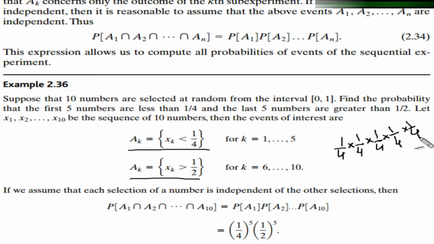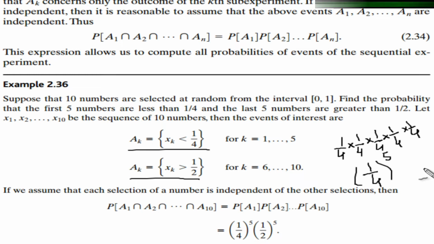These would be the 5 numbers which are less than 1 by 4. Why am I including 1 by 4? Because there is almost no difference between 0.39999 and 1 by 4. This is a very slight difference, that's why I am considering it as well. Similarly, these are basically the 5 numbers, and I can write it like 1 by 4 raised to the power 5.